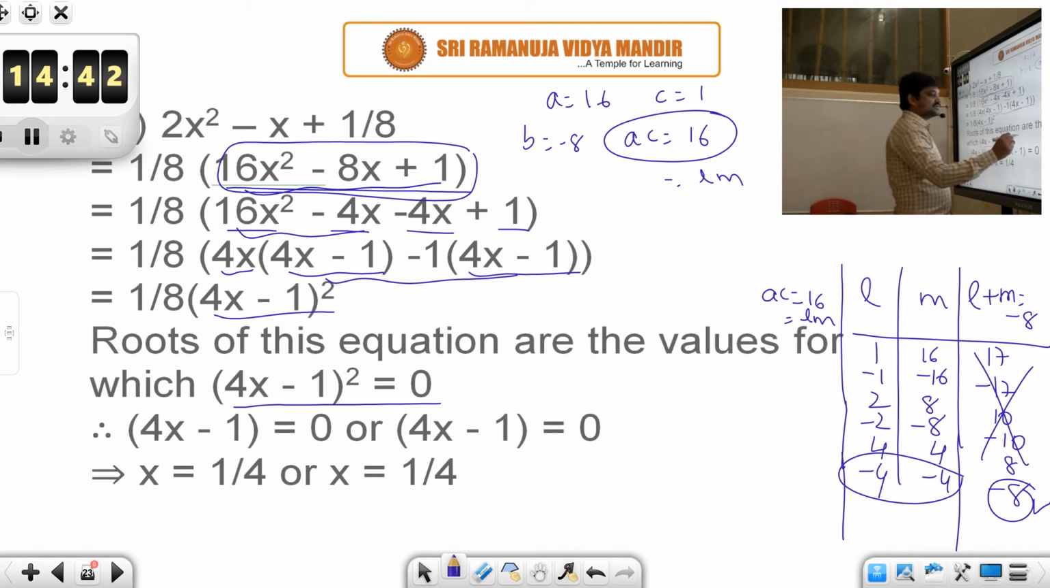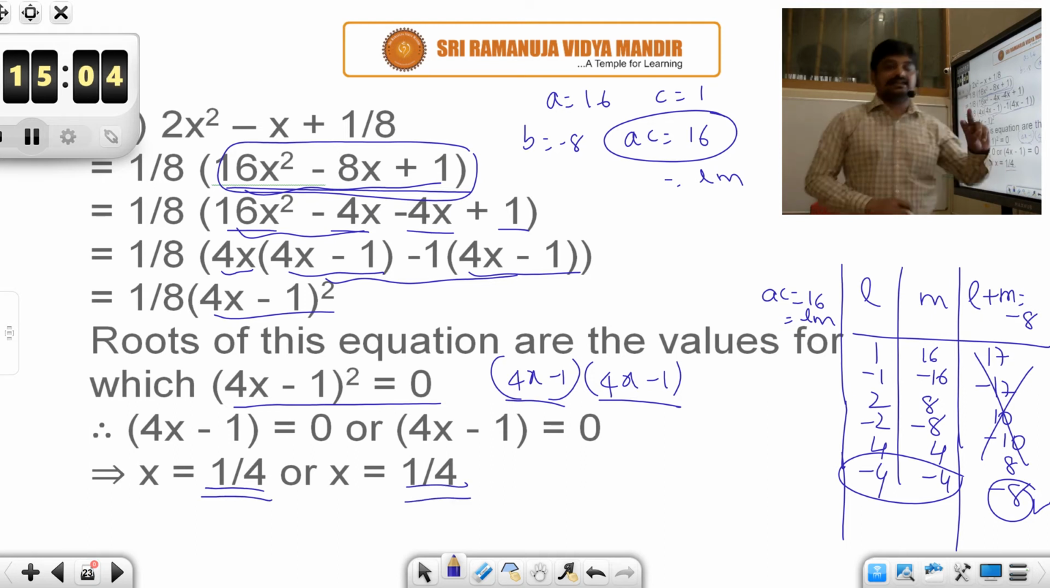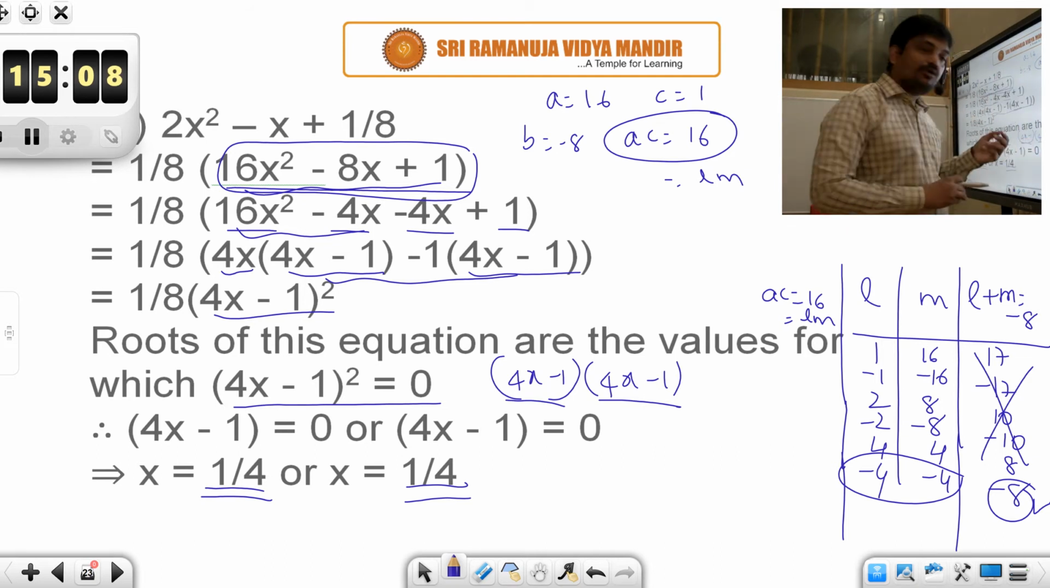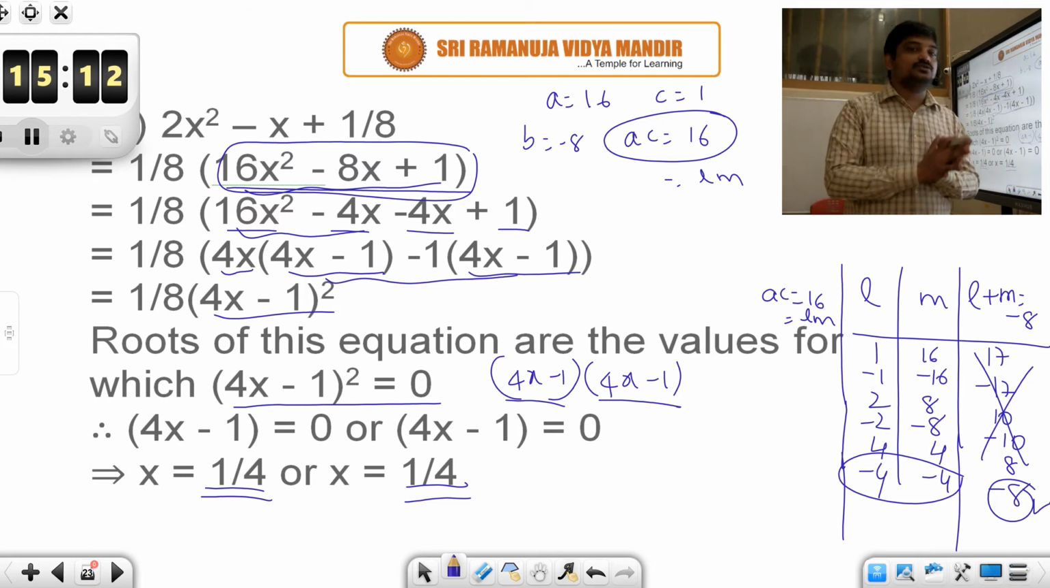Students, first of all, 4x minus 1 whole square means what? 4x minus 1 into 4x minus 1. Actually, there are two factors which are repeating. So either this could be 0 or this could be 0. So equating both the factors to 0, you will be getting the same value, 1 by 4, 1 by 4. So here you are getting two values, but both of them are coincident. It is not a single value of x, they are coincident values.